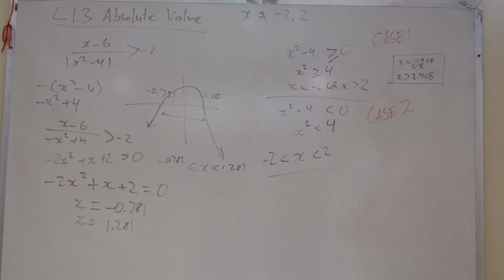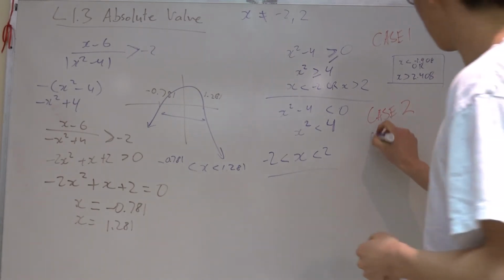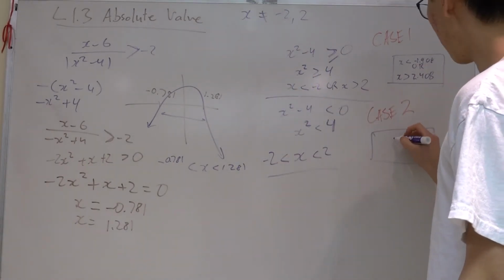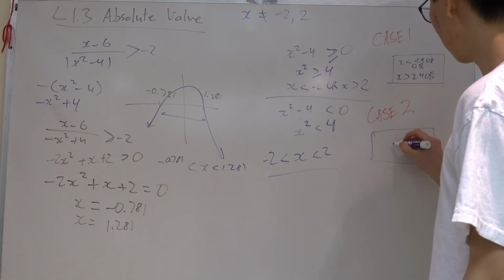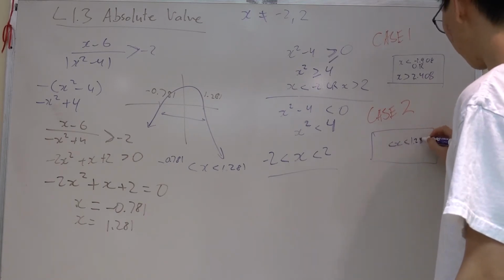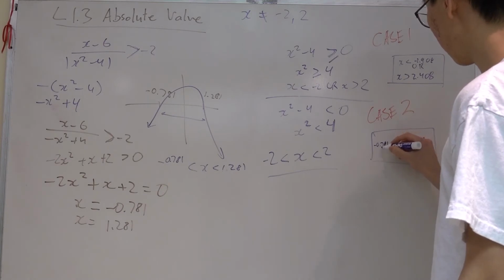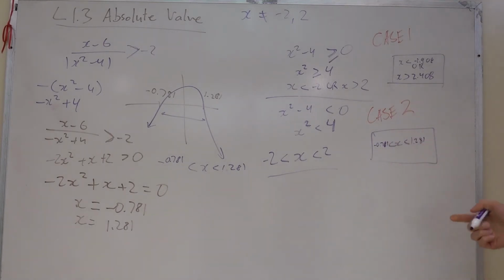Okay, so just make a box right here, and I'm going to erase this side of the board. So we have that x must be between negative 0.781 and 1.281. Now you may be wondering, how do I know when to use and or or? Here I have an or statement. Either x has to be less than negative 2.9 or greater than 2.4. Here I said x has to be between the two.